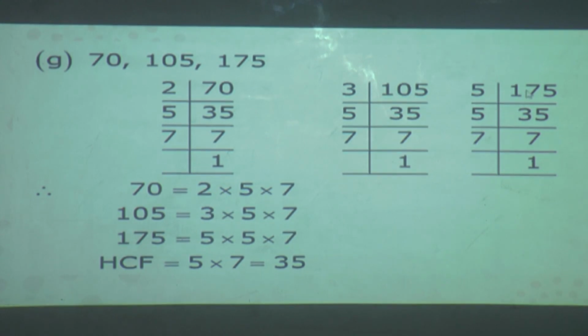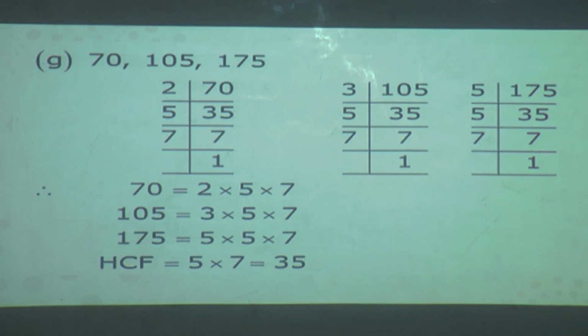Next we have 175. 5 3s are 15. 17 minus 15 is 2. 2 and 5 becomes 25. 5 5s are 25. Now we have 35, which is divisible by 5. 5 7s are 35. 7 is a prime number. 7 1s are 7.